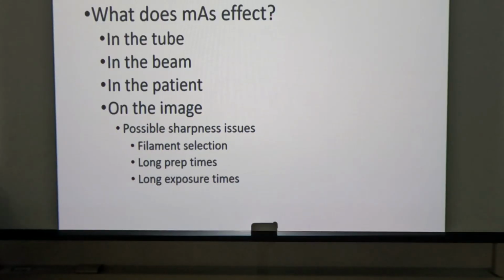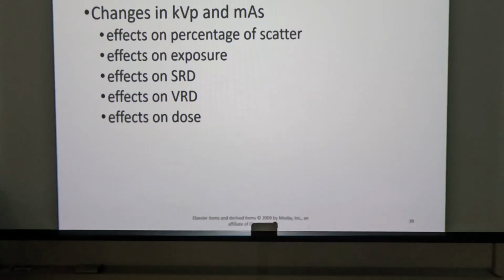When we talked about those, if you use long exposure times, then the patient may move, right? And then we've got motion artifact. That's going to decrease sharpness of recorded detail. If you have long prep times, then we've got blooming. That's going to decrease sharpness of recorded detail. If you have to use large focal spot because you're using a large exposure, that's going to decrease sharpness of recorded detail. So those are kind of mass issues, and each one of those can have a deleterious effect on sharpness.